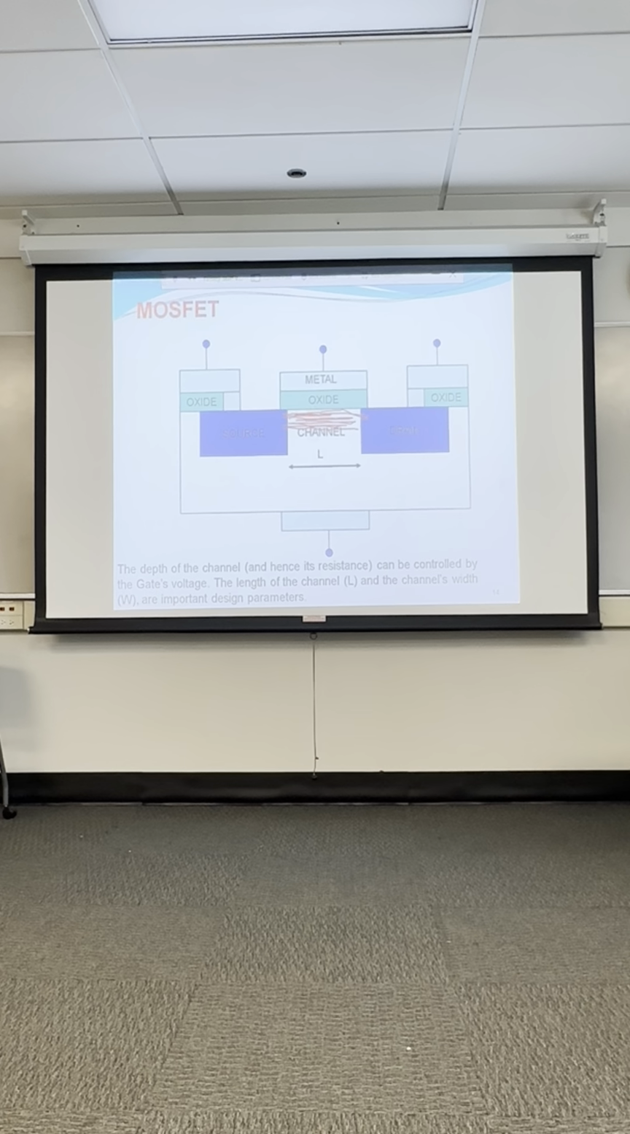And the length of the channel and the width of the channel are important design parameters in the MOSFET device. So this metal piece for the gate has a width and a length, and that's used to control the depth of this channel in the MOSFET.